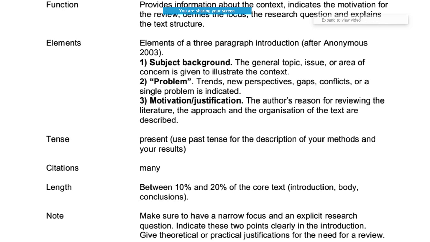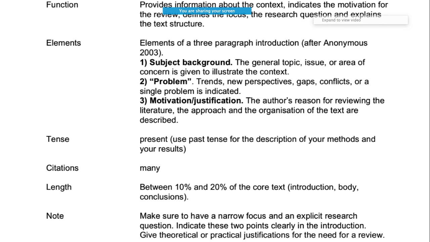After you have written your abstract, what do you write about? What is the new section which comes about? After that, you have to start writing about your review. So the first section is called the introduction. In the introduction, you try to introduce your topic, and you can further divide it into three subheadings, something like subject background, the problem, and also the motivation or justification for why you are trying to write that article, in fact.